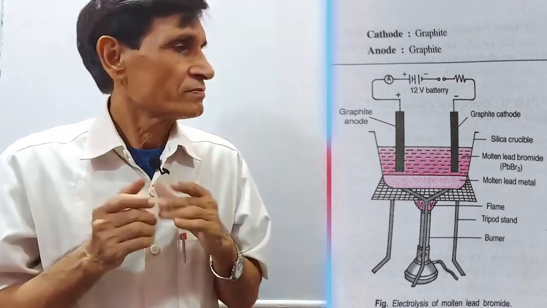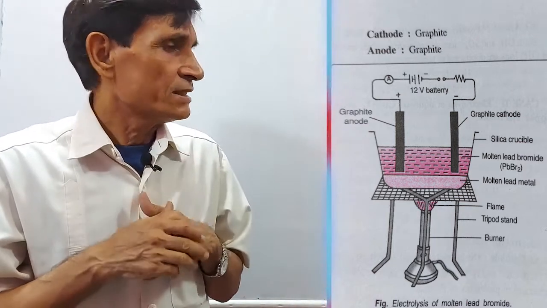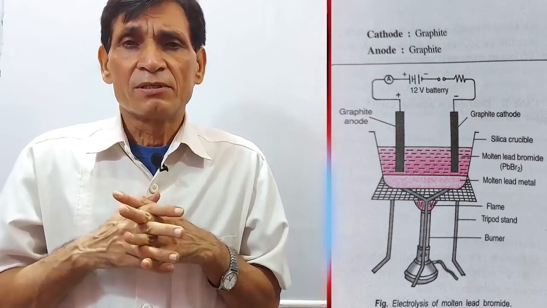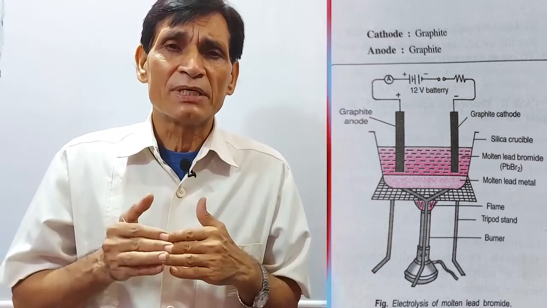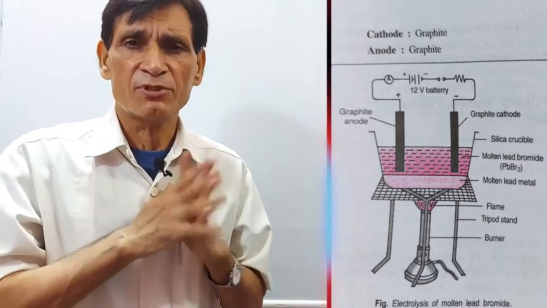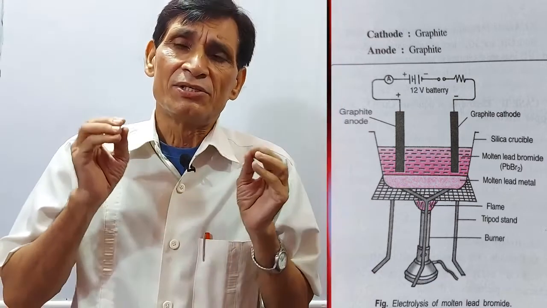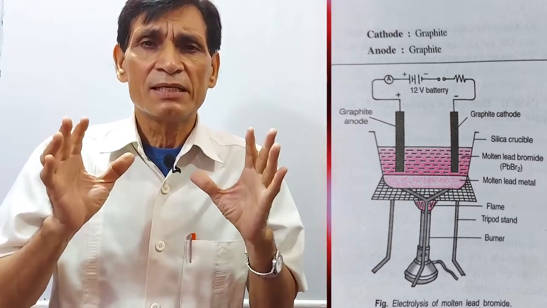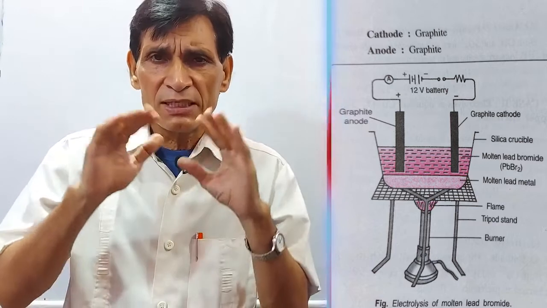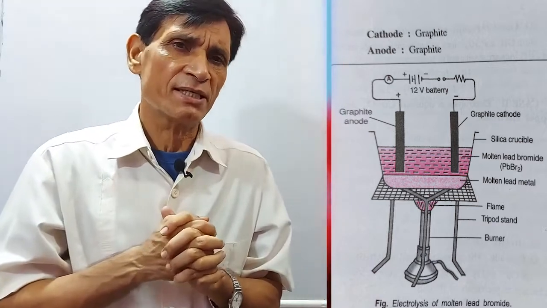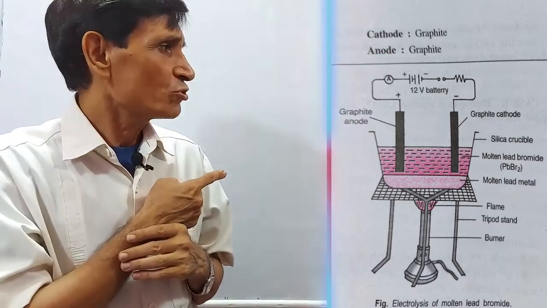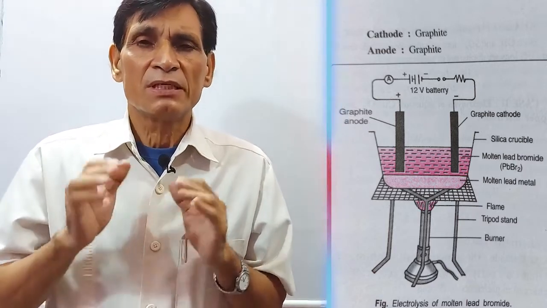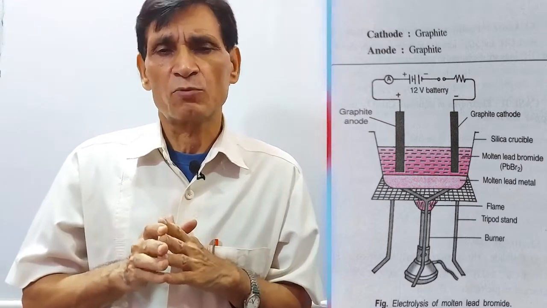Next point, in the electrolysis of lead bromide, what is observed at the anode? Reddish brown bromine vapor is observed at the anode, and silvery gray liquid lead metal is observed around the cathode near the bottom in the electrolytic cell. The diagram is also given. Everything I have explained. This is about the electrolysis of molten lead bromide. Thank you.